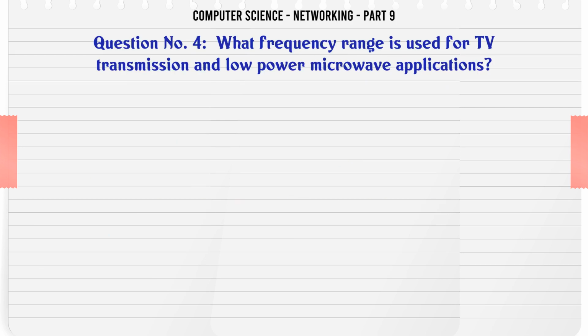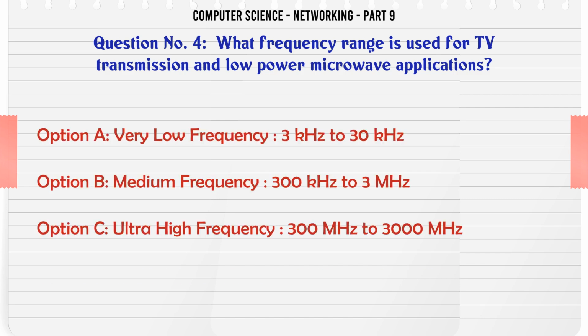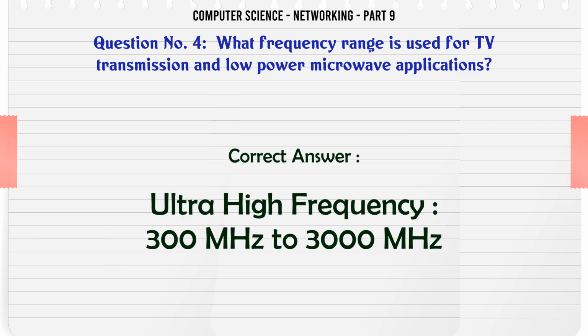What frequency range is used for TV transmission and low-power microwave applications? A. Very low frequency 3 kHz to 30 kHz. B. Medium frequency 300 kHz to 3 MHz. C. Ultra high frequency 300 MHz to 3000 MHz. D. Super high frequency 3000 MHz to 30,000 MHz. The correct answer is ultra high frequency 300 MHz to 3000 MHz.